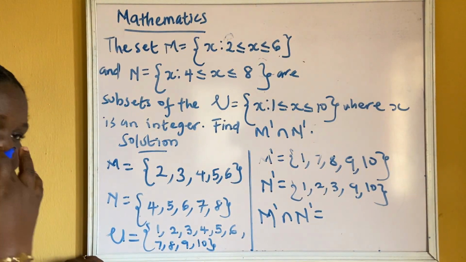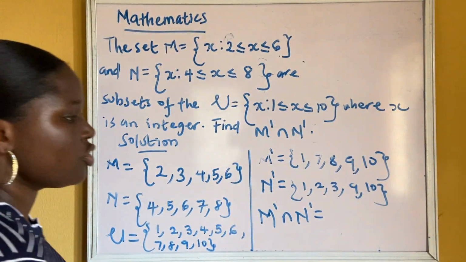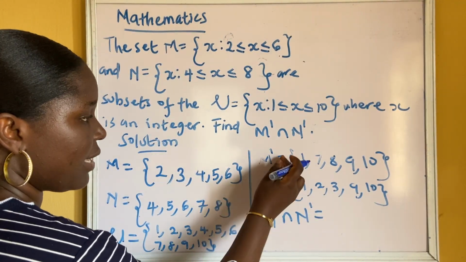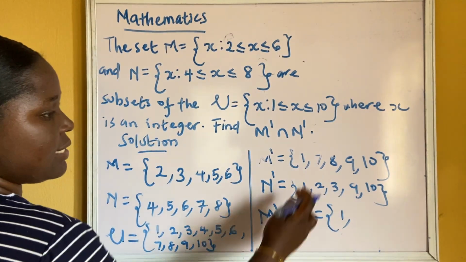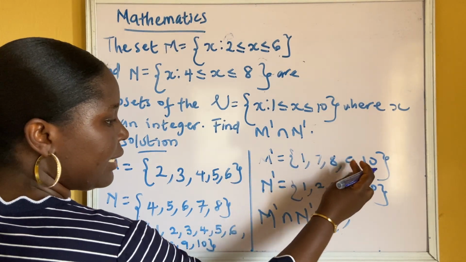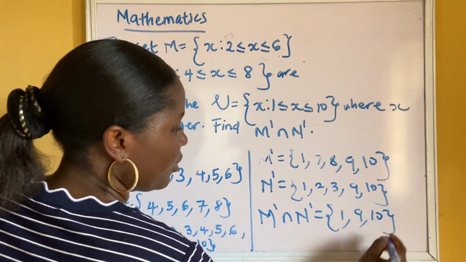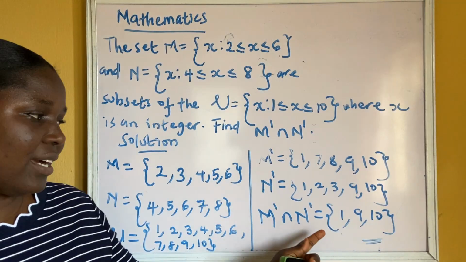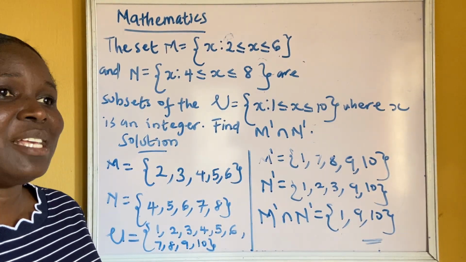When you say intersection, it means what is common to both sets. So what's common to both M prime and N prime? 1 is common. Is 7 common? No. 2 is not common. 8 isn't common. 3 isn't common. 9 is common. And then 10 is also common. So this is our final answer. M prime intersection N prime is equal to 1, 9, 10. So that's our answer.